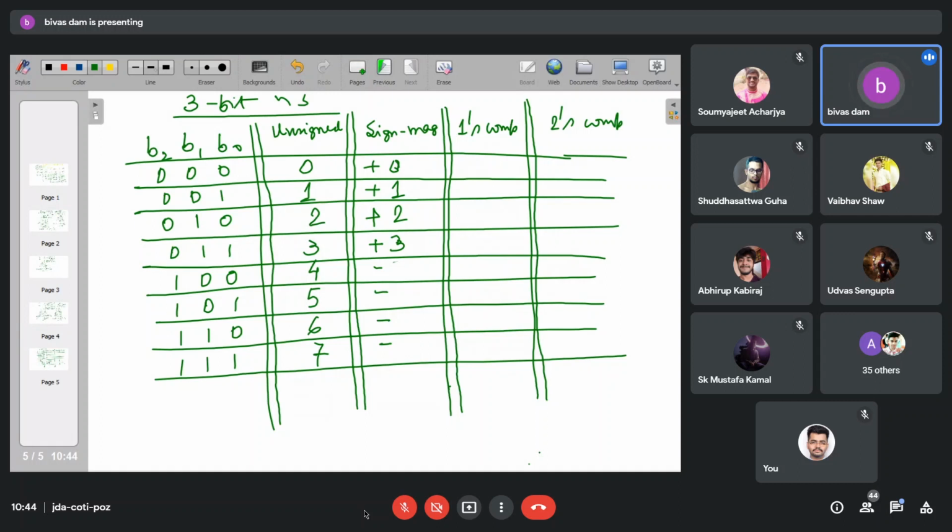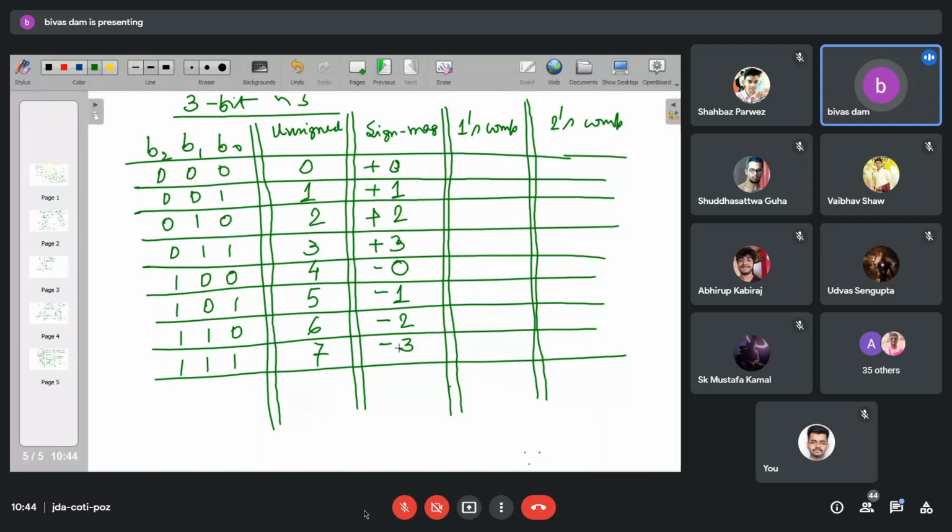This is sign magnitude representation. The first bit is the sign bit, and the other bits apart from the sign bit are the magnitude bits directly. So that is minus 0, minus 1, minus 2, minus 3.